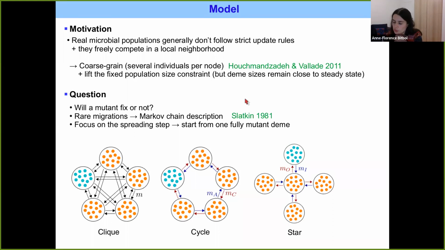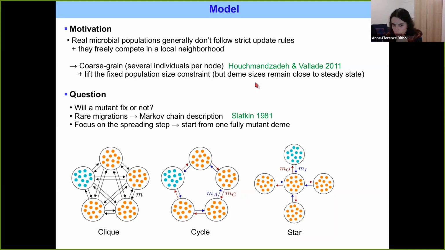So this kind of coarse graining, in fact, was already addressed by this paper. However, in this paper, the fixed size constraint was left. And so we, in addition, removed this fixed size constraint. So in order to lift the fixed population size constraint, what we did is to impose a carrying capacity with a logistic growth term, which means that we have essentially a maximal population size, but that the population size can fluctuate below this value.